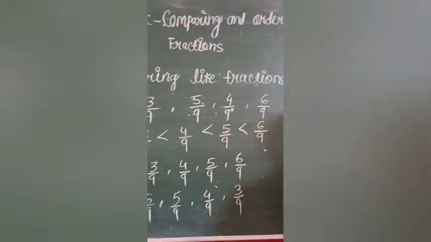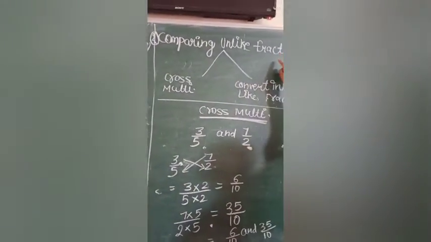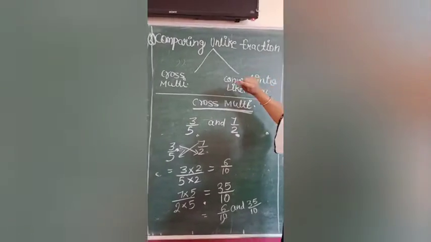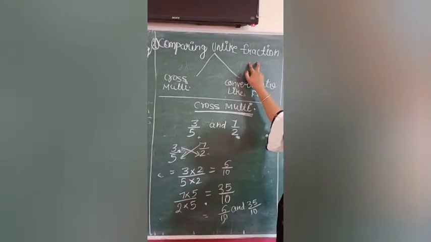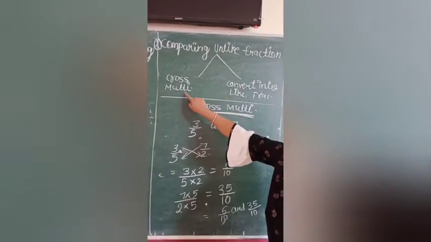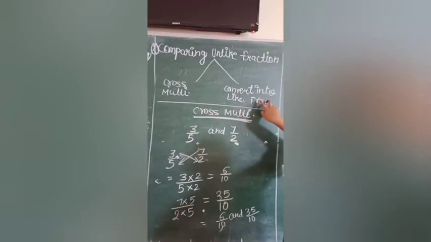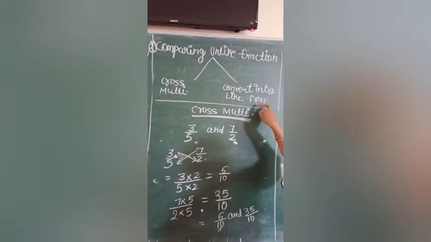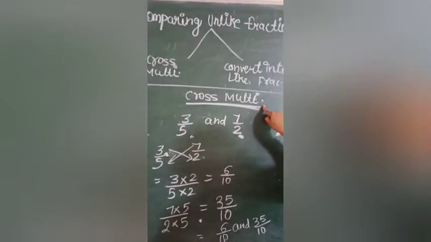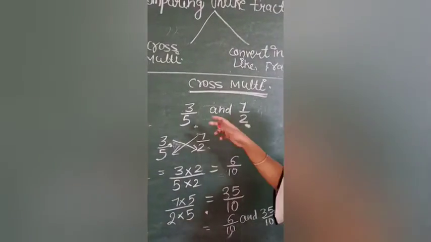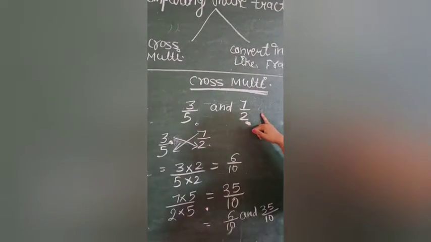Okay? Second is comparing unlike fractions. To compare unlike fractions, we have two methods: cross multiplication and converting into like fractions. First we see cross multiplication. Suppose you have to compare 3 by 5 and 7 by 2.